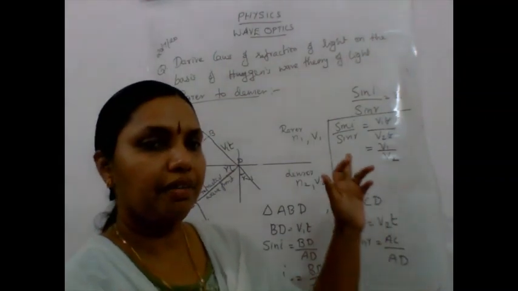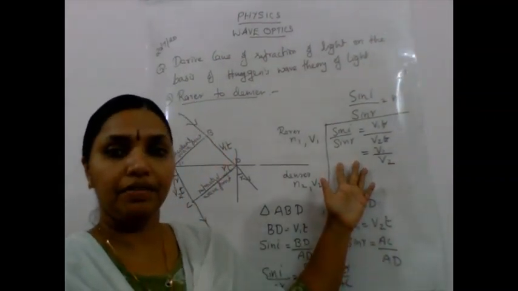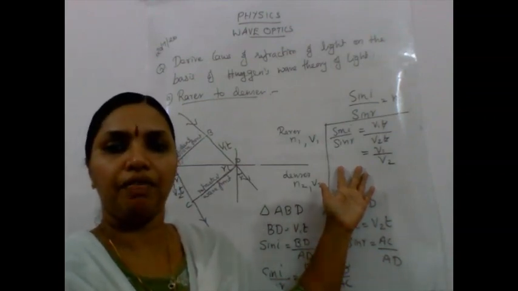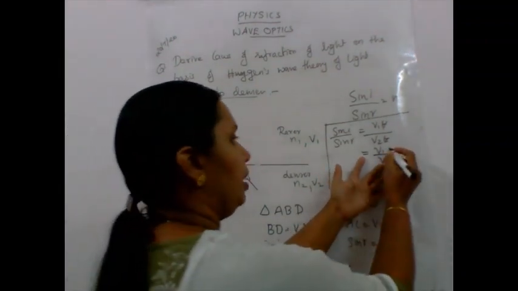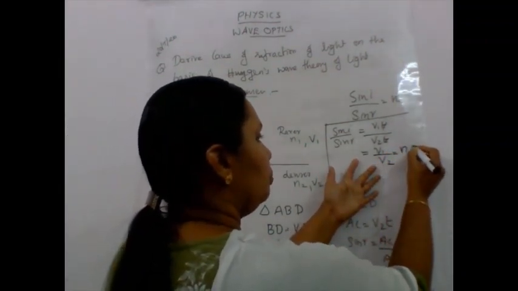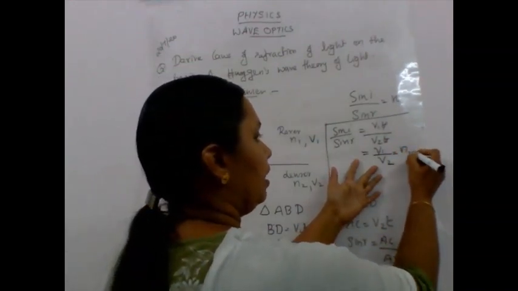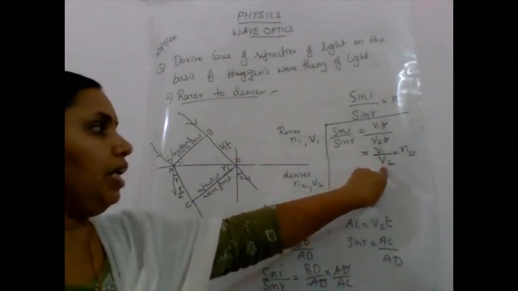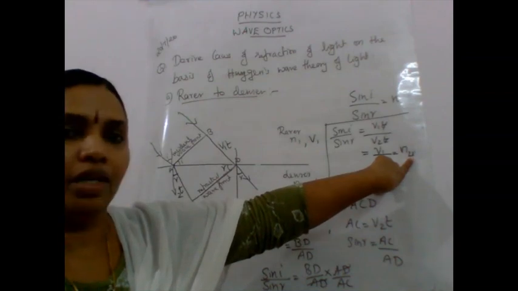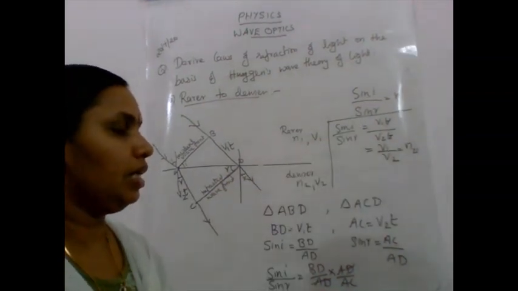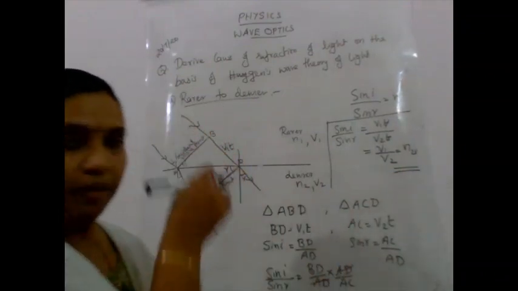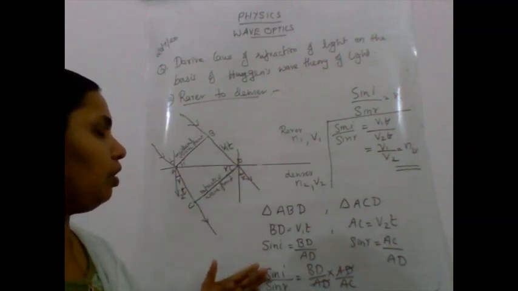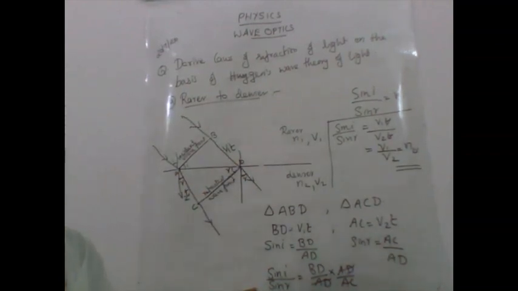What is the definition of refractive index? It is the ratio between the velocity of light in air divided by the velocity of light in the medium. So we can write it as n21, the refractive index of the second medium with respect to the first medium. V1 by V2 is equal to n2 by n1. So it is proved, sin i by sin r is equal to the refractive index of the medium. And what is the next statement? The incident wavefront, refracted wavefront, and the normal all lie in the same plane. Hence, this law of refraction is proved.